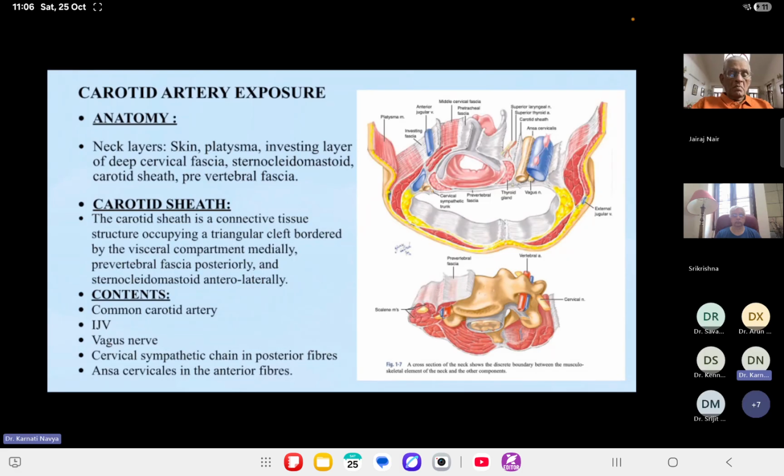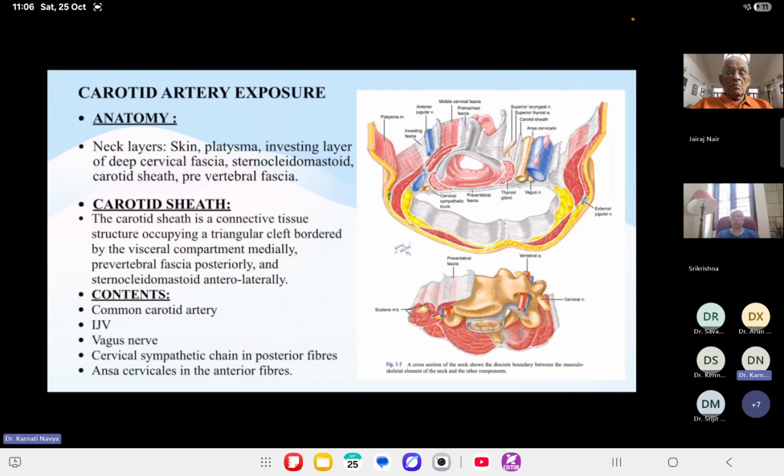You can see the cross section here showing the trachea and the esophageal structures medially, laterally the sternocleidomastoid, and posteriorly the prevertebral fascia. Its contents are common carotid artery, internal jugular vein, vagus nerve, cervical sympathetic chain in the posterior fibers, and the ansa cervicalis in the anterior fibers, which you can see below.